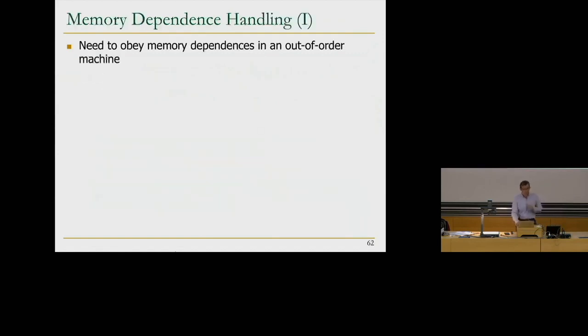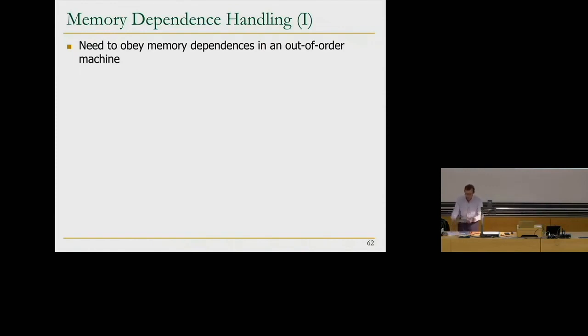Okay, so what are the issues that are caused? Basically, if you have an out-of-order machine, you're executing instructions out of order. You need to obey these memory dependencies also. It's not just about registers. You need to ensure that memory dependencies are correctly obeyed, meaning that a load may be dependent on a store, and you need to ensure that load gets the correct value from the correct store.